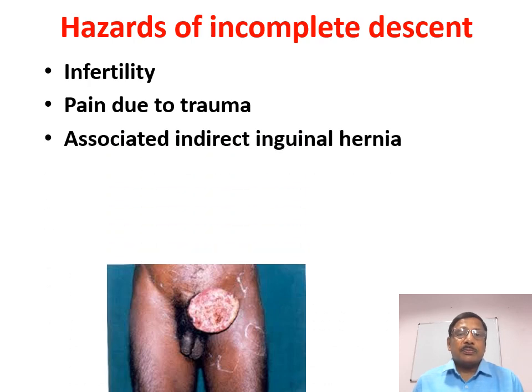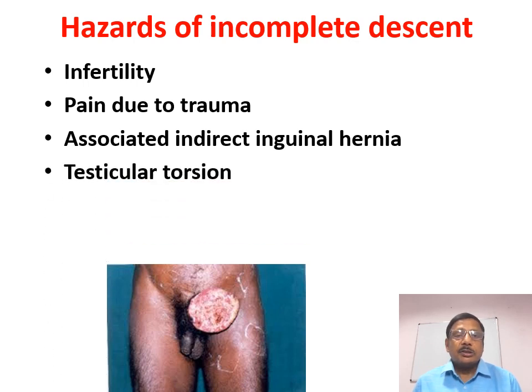Then, as we have discussed previously, it is associated with indirect inguinal hernia because of persistence of processus vaginalis. Because there is abnormality of the mesentery of the testis when there is a maldescent, and because of this abnormality, this testis is more liable for torsion. And this is again a problem.